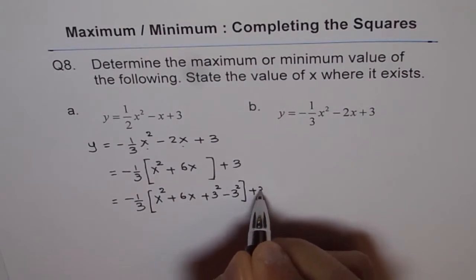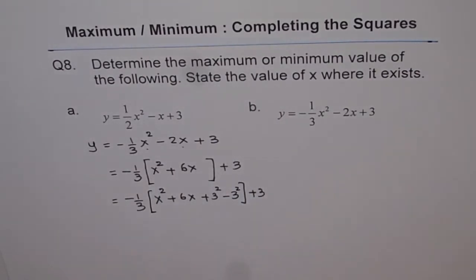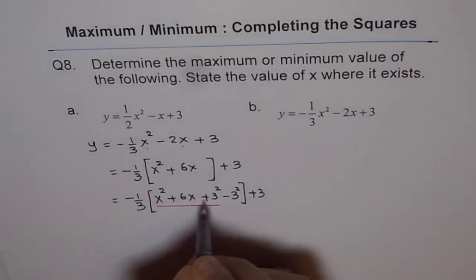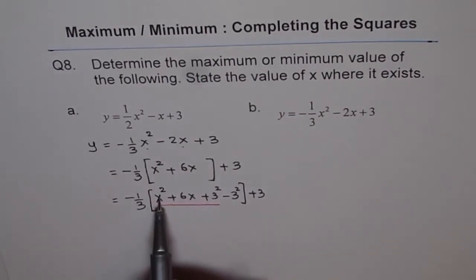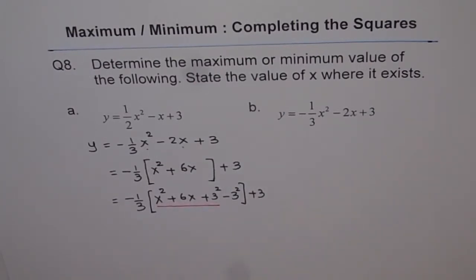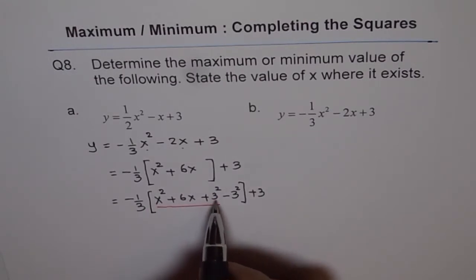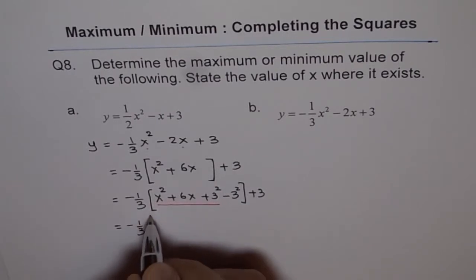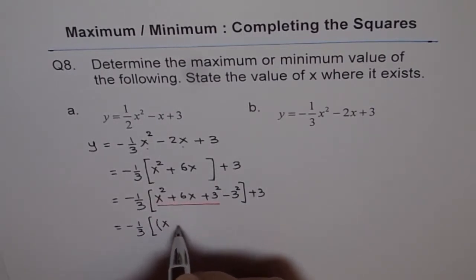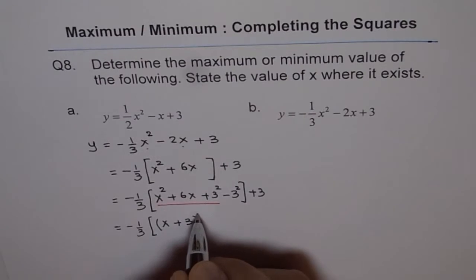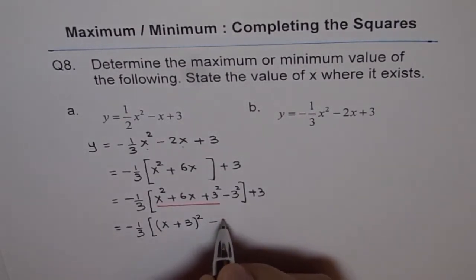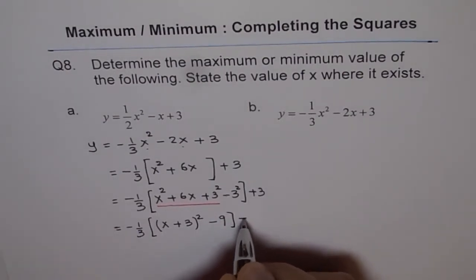Plus 3. Now when you do this, this is the process of completing the squares. Always you'll find this becomes a perfect square, x plus 3 whole square. That is how you complete the squares, and that is the reason why we did this. So now we can write this as minus 1 over 3, and here we get x plus 3 whole square, and we are left with minus 3 square, which is minus 9. Bracket close, plus 3.